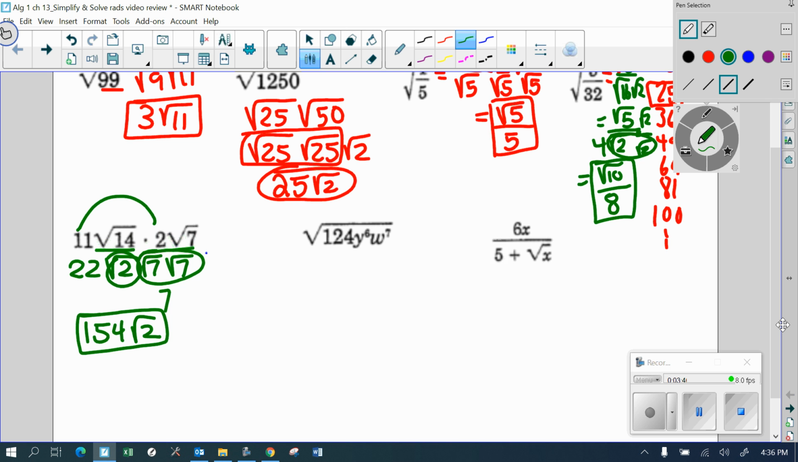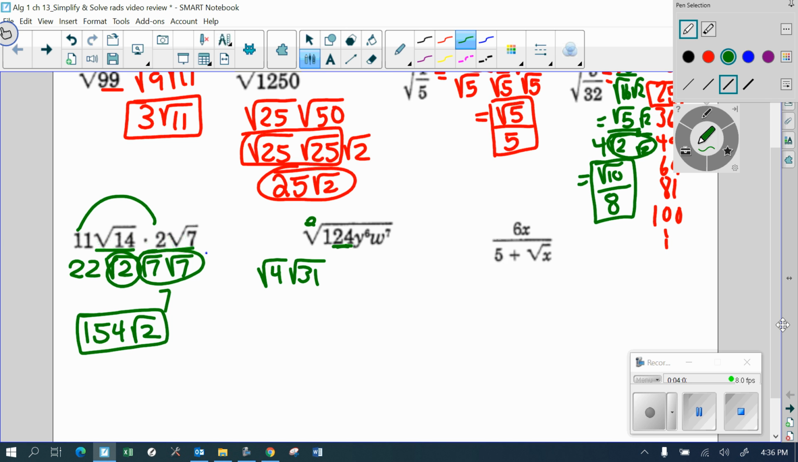All right, 4 goes into 124. I know that because 4 goes into the last 2 digits. That's another rule. Okay, so 4 times what is 124? 31. 31 is a prime, so that's as far as it goes.